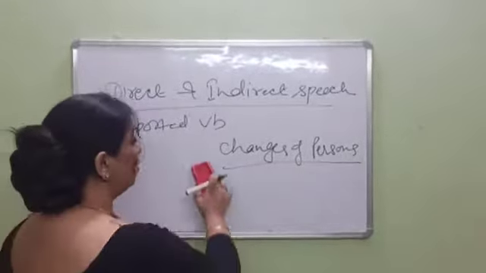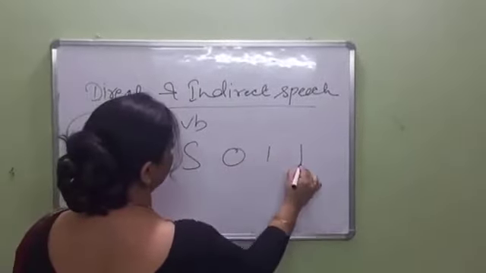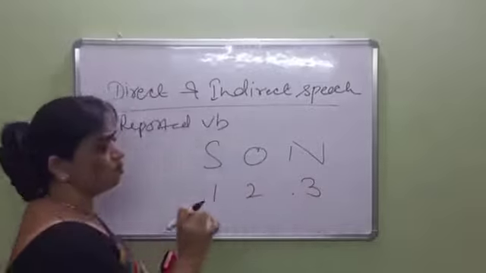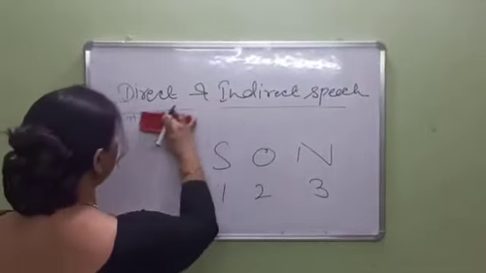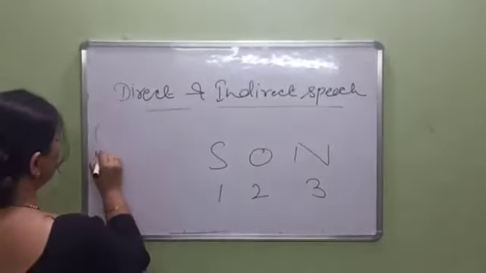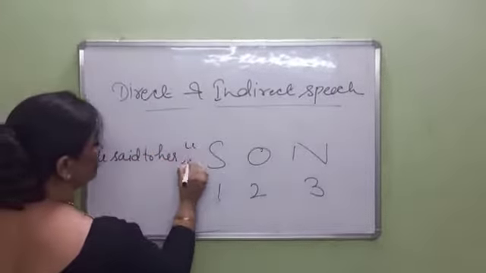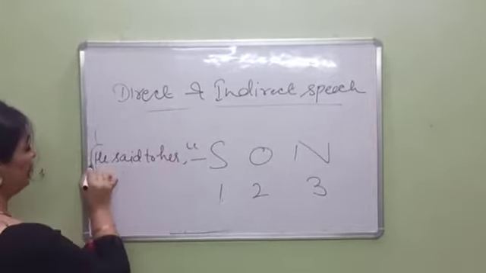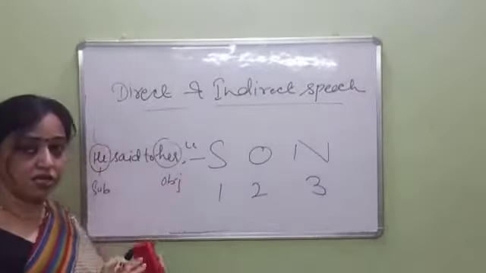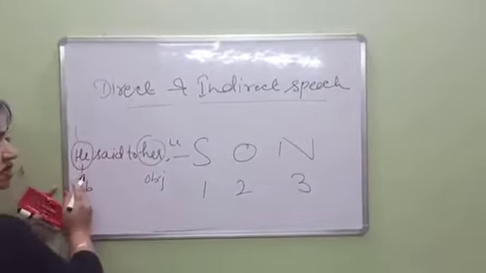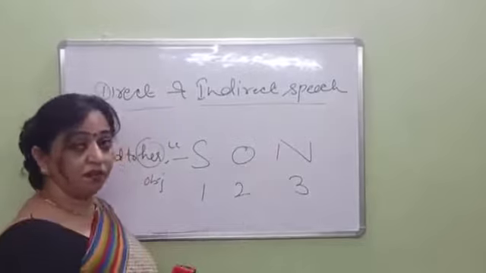There are three persons. Now what are the changes which are also important along with the tense? Always remember three things: SON, 1, 2, 3. This is a very basic and common formula to keep in your mind. In the reported verb, just like you are given "he said to her," after that the speech is given. So in the reported verb, there is one subject and one object. Now coming to the changes: SON, why have I written it here?